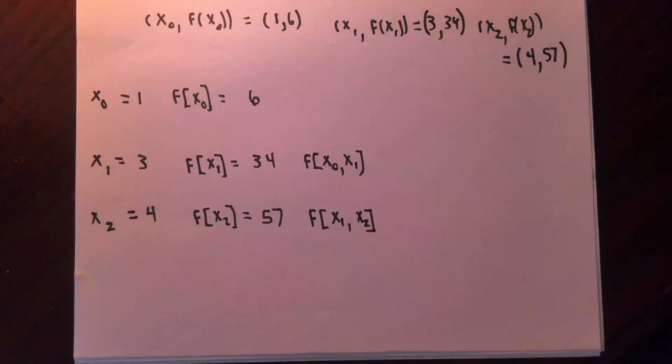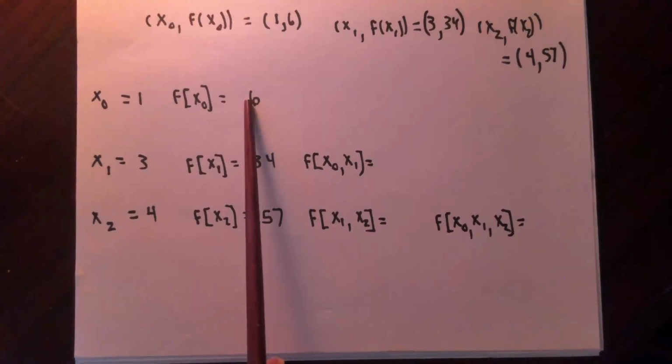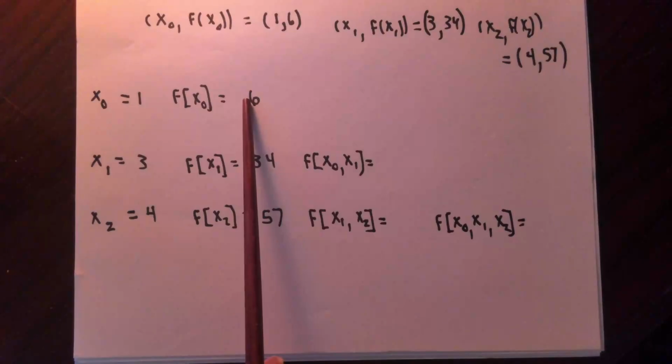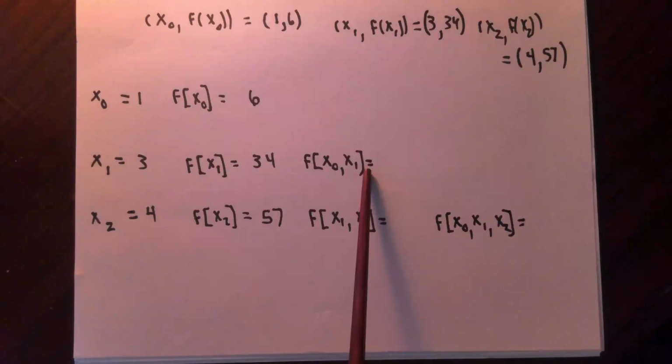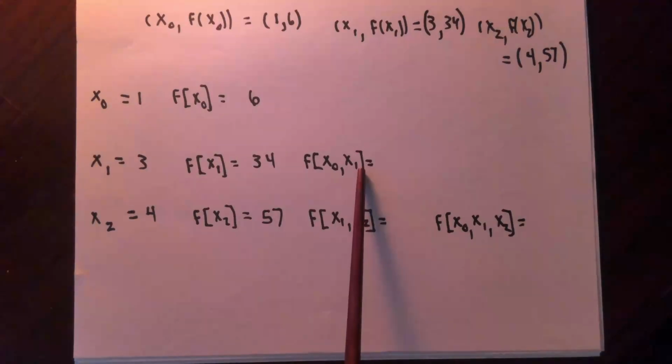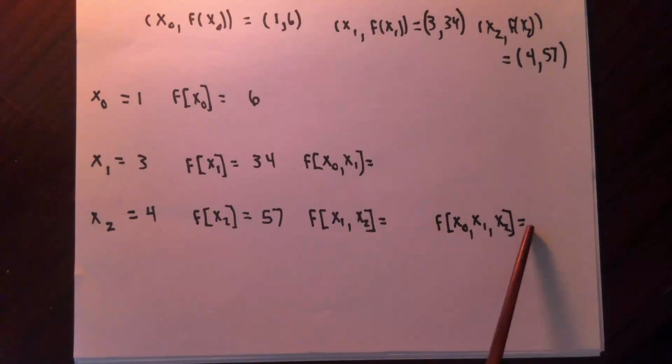figure out what f[x0, x1, x2] is, and by doing that, we will have the lead coefficient of the polynomial that interpolates at all 3 data points. After we do this, this number is going to be the first term in the Newton way of writing the polynomial. This number is going to be the coefficient of the term that has x minus x0 in it. This is going to be the coefficient of the term with x minus x0 and x minus x1 as factors.